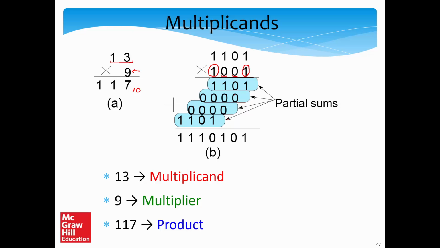So now what we need to do is that each of these numbers that we computed is called a partial sum, right? So 1101 is a partial sum. Each of these roundish, bluish, rectangular boxes are known as partial sums. So we need to add up these partial sums. And mind you, one partial sum is offset by one position to the left as compared to the previous partial sum. In a sense, it's multiplied by 2.